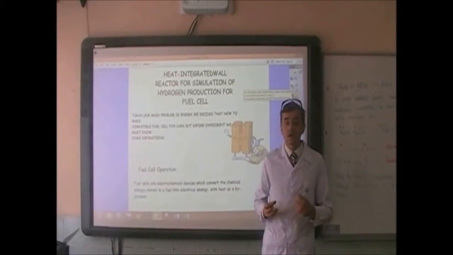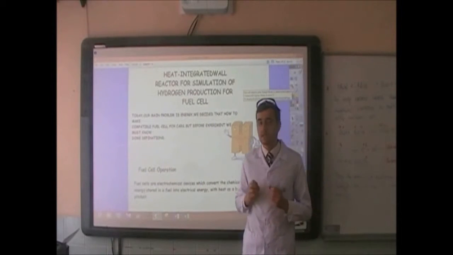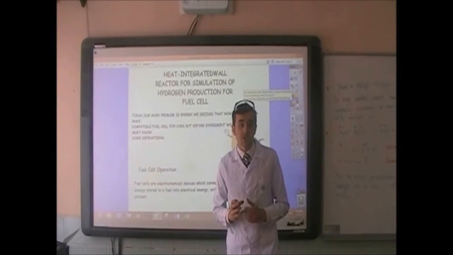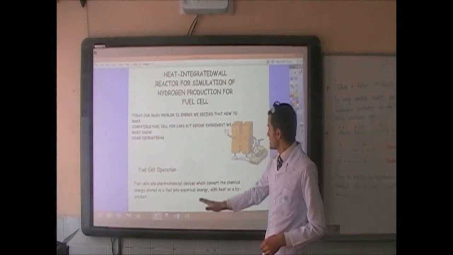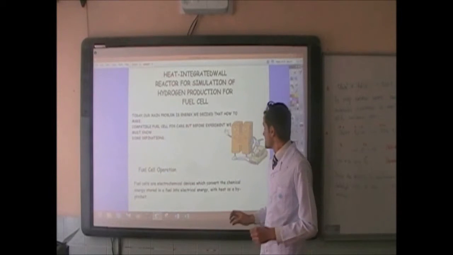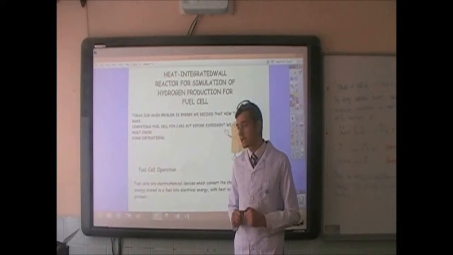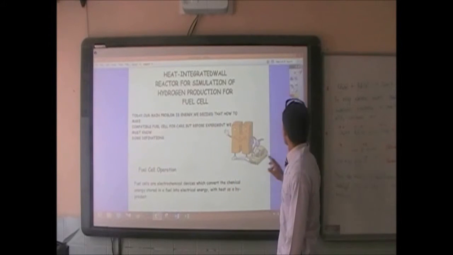Fuel cells are electrochemical devices which convert the chemical energy stored in the fuel into electrical energy, with heat as a by-product. Okay, I'm going to the next page.